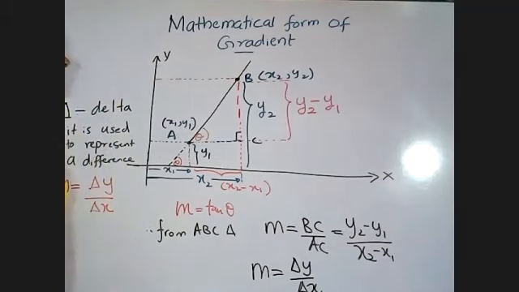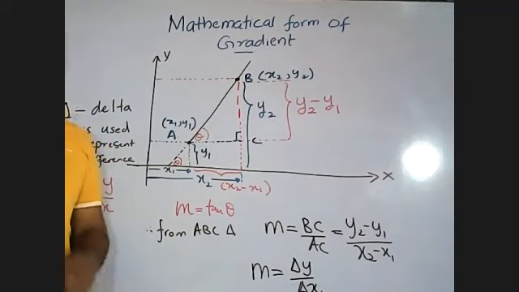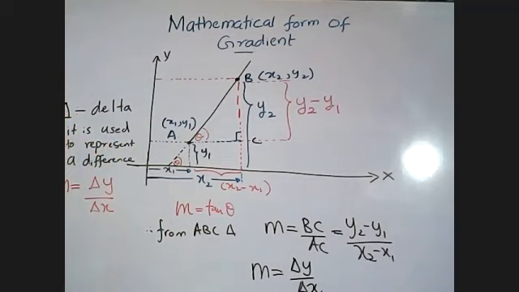Did you get my points? The topic is the mathematical form of gradient. Then you have to do this graphical formation. Then write from here to here. Okay. Shall I clean the board? Everyone?